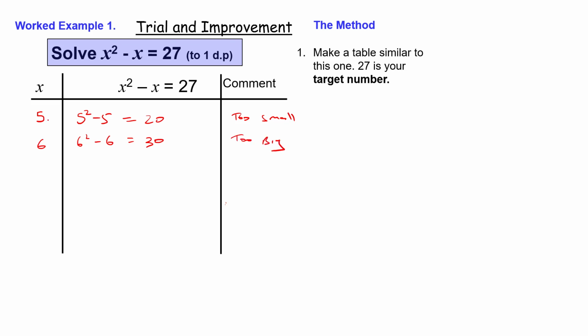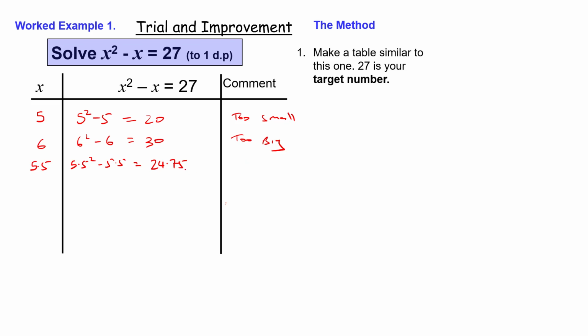So now I know my solution is going to be between 5 and 6, because 5 is too small and 6 is too big. So I'm going to go right in the middle of them, 5.5. Put that in here, 5.5 squared minus 5.5 is equal to, and I can plug that in my calculator, and you should be getting 24.75. So I want you to try that in your calculator now. Just make sure you can get 24.75.